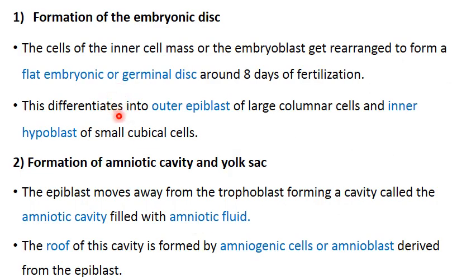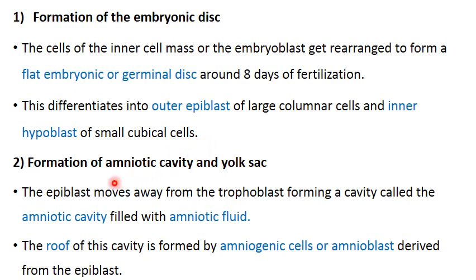So now the next step will be formation of the primitive streak and then formation of the 3 germ layers that will come subsequently. First we said, what was the first step? Formation of the embryonic disc. So the cells of the inner cell mass or the embryoblast will get rearranged to form a flat germinal disc or an embryonic disc around 8 days of fertilization. I said now this gets differentiated into outer epiblast of large columnar cells and inner hypoblast of small cubical cells.